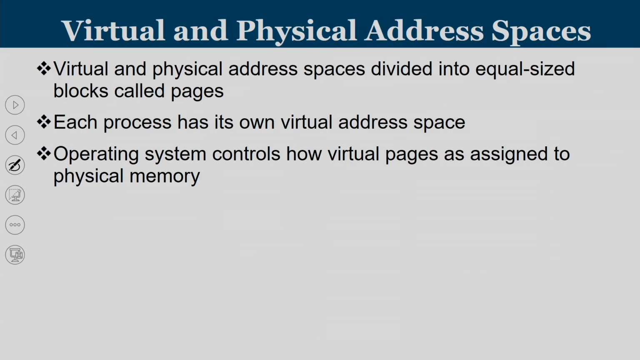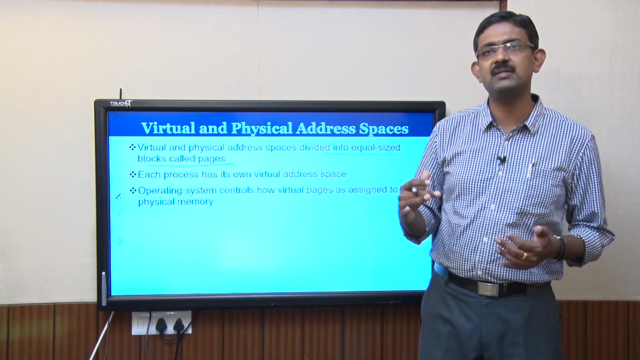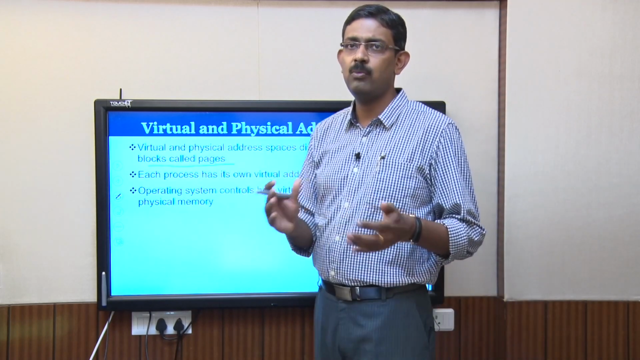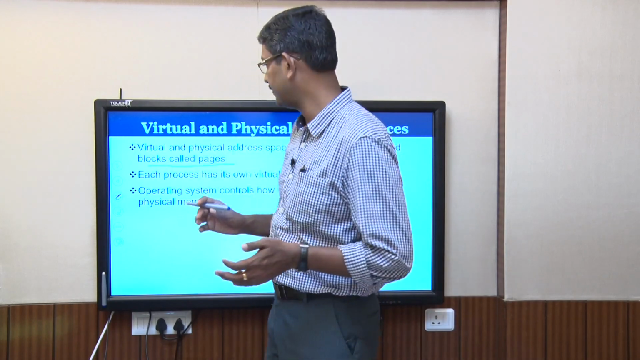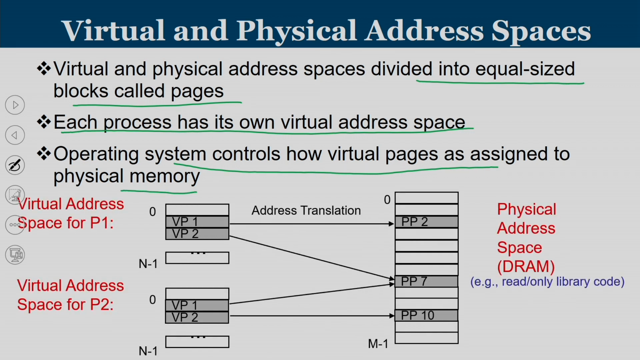Now what do we mean by virtual and physical address space? Virtual and physical address space are divided into equal sized blocks called pages. So your entire virtual memory is divided into pages, and physical memory is also divided into blocks, but we call them page frames, and both page size and frame size are the same. Each process has its own virtual address space, so each process starts at virtual address 0, 1, 2, 3 like that, and the operating system controls how virtual addresses are assigned to physical memory.